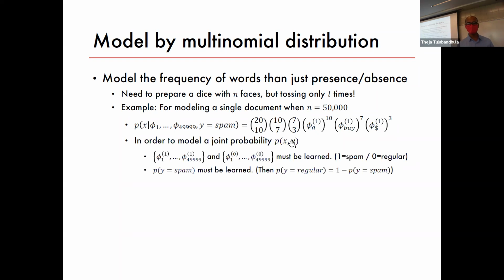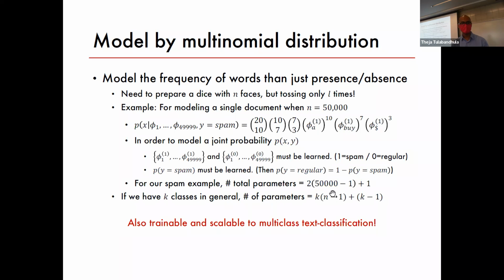So what changes? The joint distribution again has the same parameters, so the number of parameters doesn't change. It's still p1 to p50,000 for class 1, and p1 to p50,000 for class 0, and in addition to that, the probability of the class itself, probability of y equals 1 or not. So the number of parameters is 2 times (50,000 minus 1) plus 1. I think previously we didn't include this minus 1, but if we have k classes, then it's going to be k times (n minus 1) plus (k minus 1). So this is basically the same formula as before.